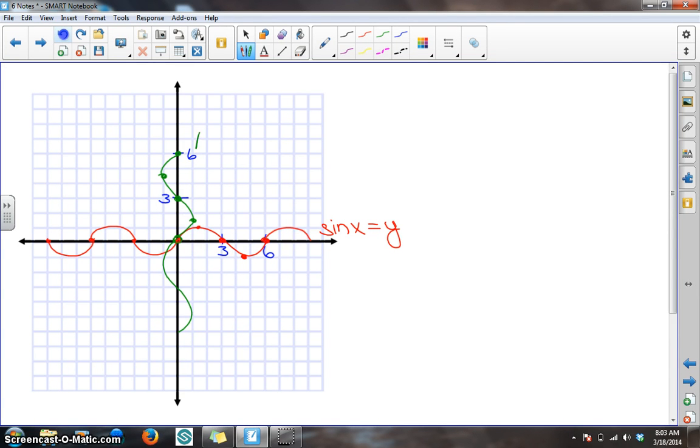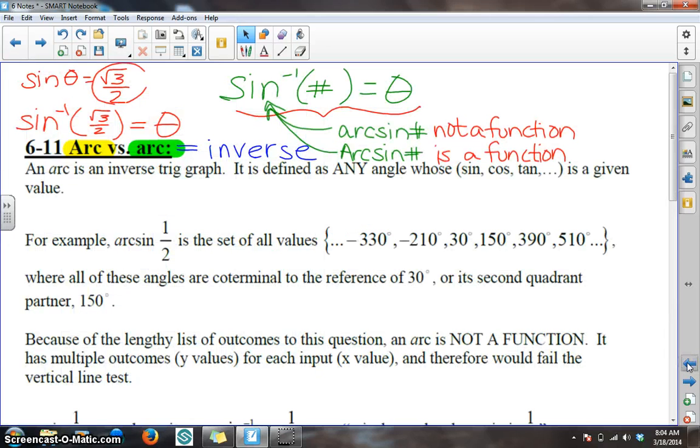This is my, nope, that's not what I meant to write. Undo, go away. Y equals arc sine x graph. And by that, what I mean is this is the graph that represents all of the inverse values, but as I said on the previous page, is clearly not a function.